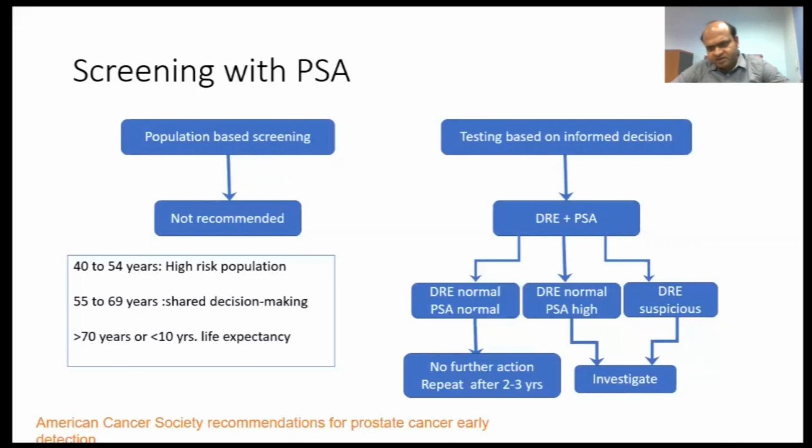And if PSA is normal but DRE is suspicious, then also they should investigate further with an imaging modality plus or minus biopsy.